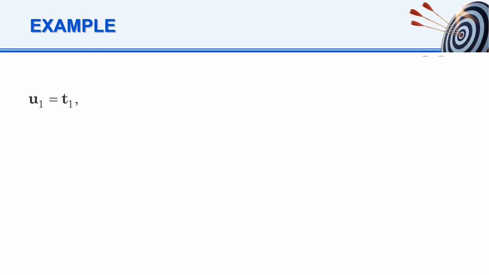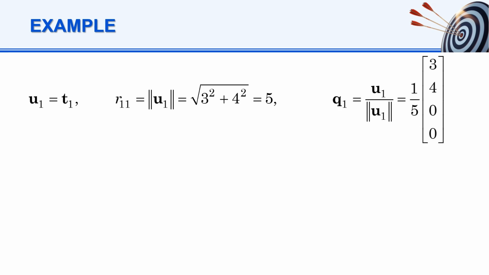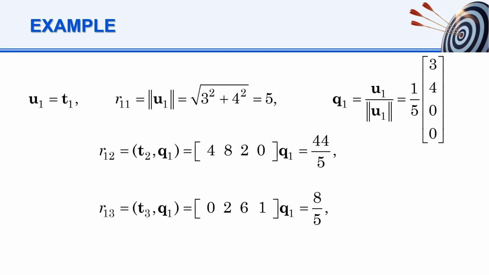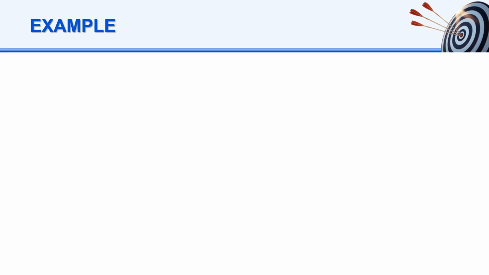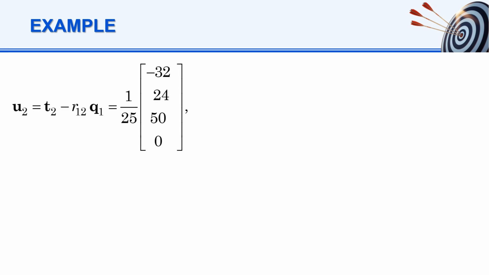We set U1 to T1. We calculate its magnitude, which is r11. And then, we find the first orthonormal vector Q1 by setting it to the normalized vector U1. Next, we compute projections of Q1 onto the existing basis vectors T2, T3, and T4. In the following steps, we subtract the projections from the basis vector to obtain an orthogonal vector.